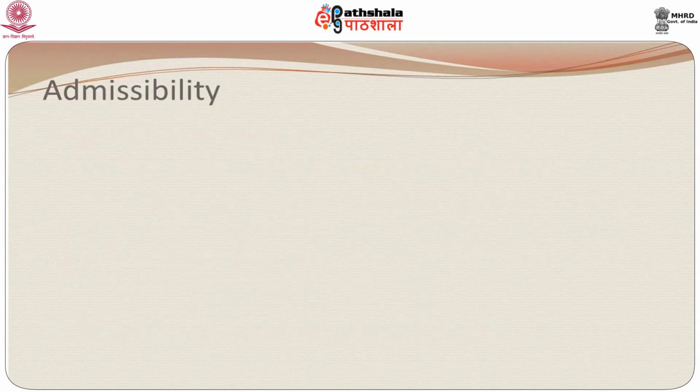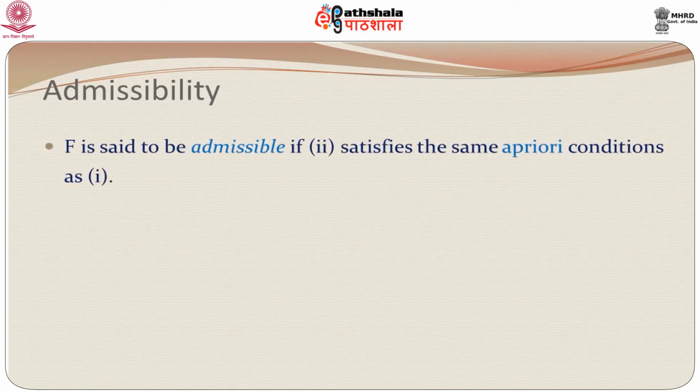Now, looking at admissibility, we say that the matrix F is admissible if the second set of equations satisfies the same a priori conditions as the first set. So, we have some restrictions on the original structural form, that is 1. Now, we pre-multiplied it by F to get 2. What we require for admissibility is that the same set of conditions that we had for 1 should also work for 2.